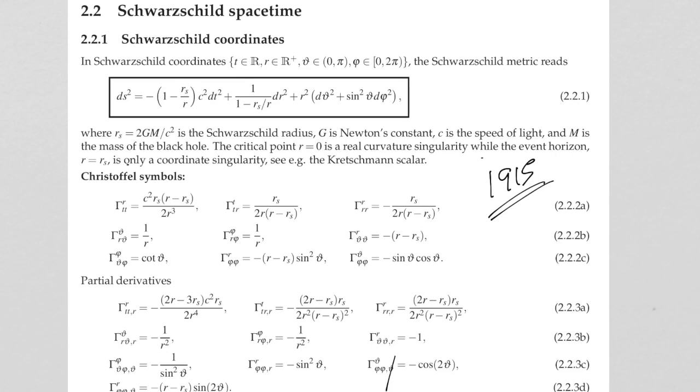So he discovered this while fighting in the German army in World War One, and then he dies the next year. I guess he died in 1916 of some horrible disease he caught while fighting on the Russian front. Oh my goodness. Well, hats off to you, Carl. His name was Carl with a K. Carl Schwarzschild. Anyway, that's sad.